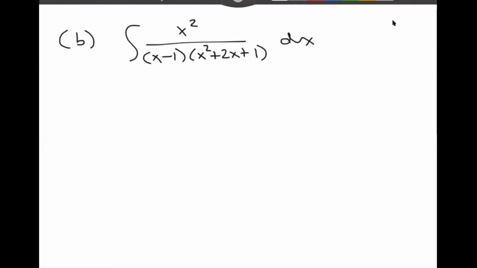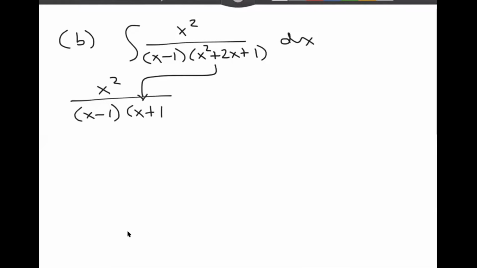All right, so that brings us to letter B. The integral of x squared over x minus 1 times x squared plus 2x plus 1. The first thing to recognize is that x squared plus 2x plus 1 is quadratic. However, it is not an irreducible quadratic because you can factor it into x plus 1 squared, right?